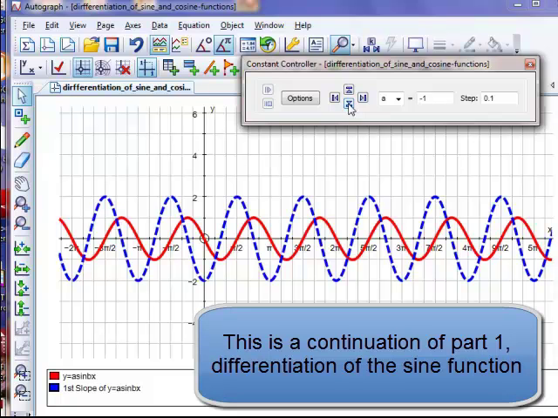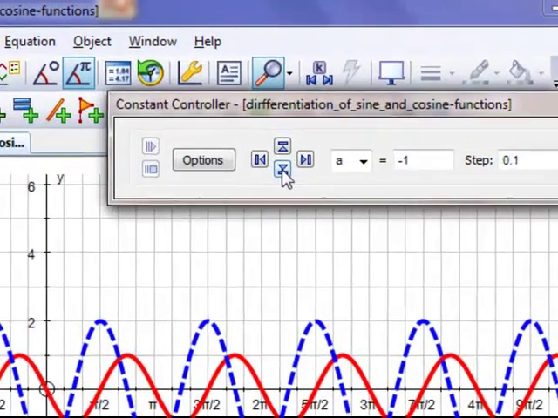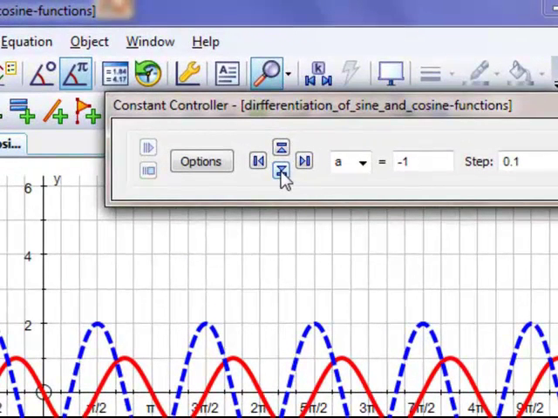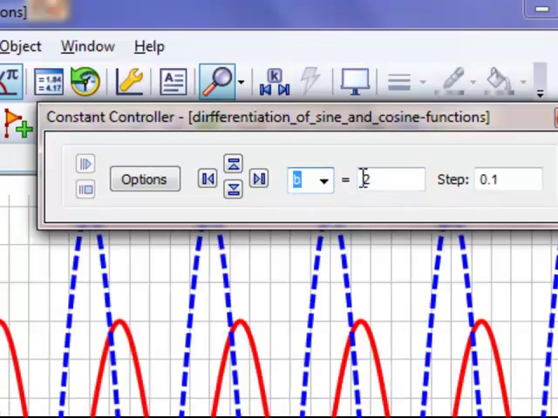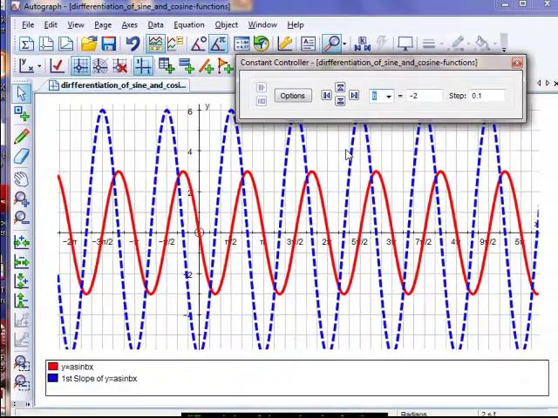2 times negative 1 is negative 2. So the red one is y equals negative sine 2x, and the blue one, dy by dx, is negative 2 cos 2x. And then you can do a very clever thing right now. Just change a to 3, and change b to negative 2. Press enter and ask what happened.